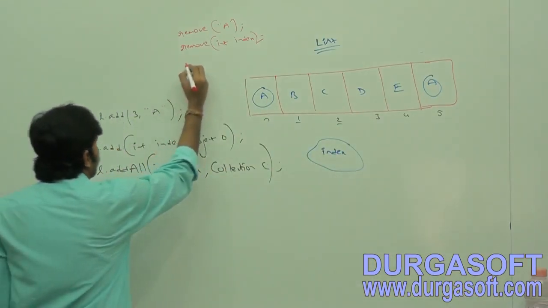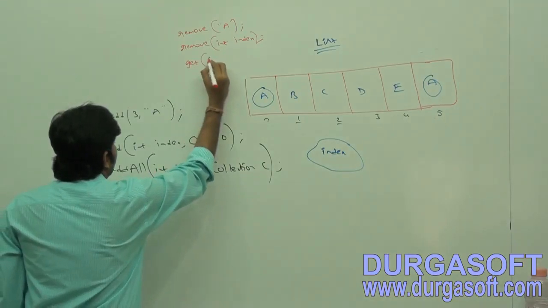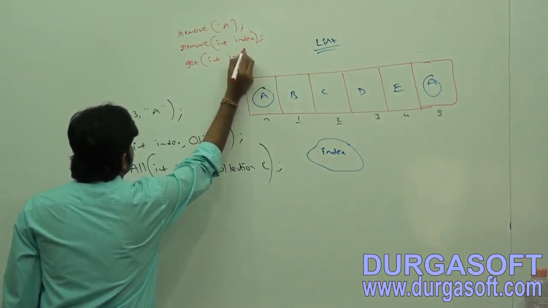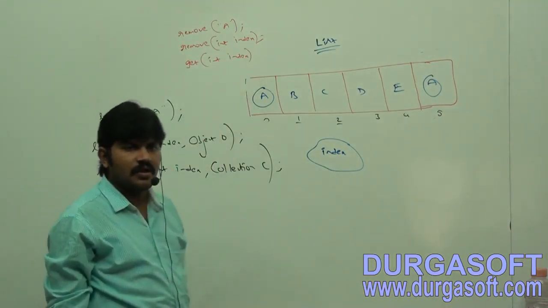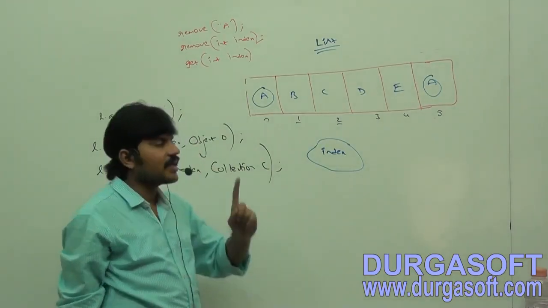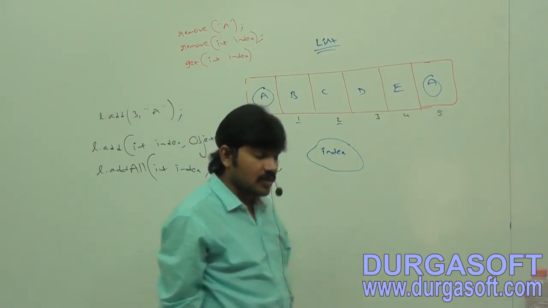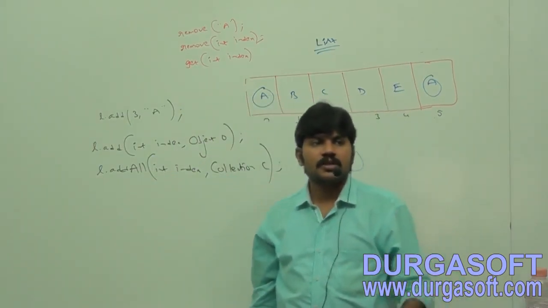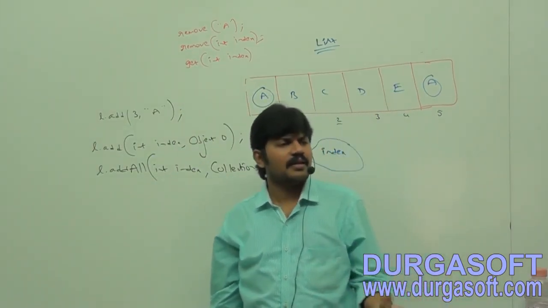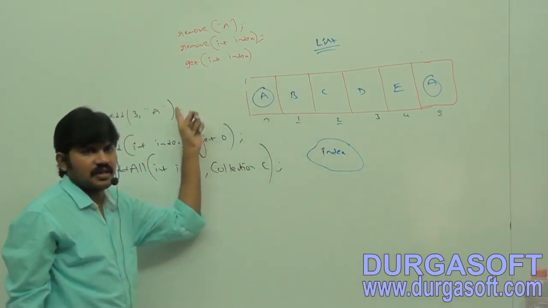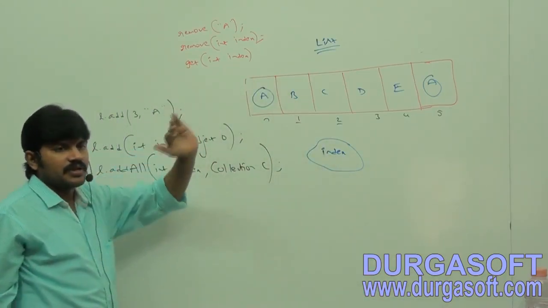What is the method you have to use? get(int index). The object located at the specified index is returned by default. Then immediately we ask, sir, if the specified object is not there, we may get null. That is the get(int index) method.